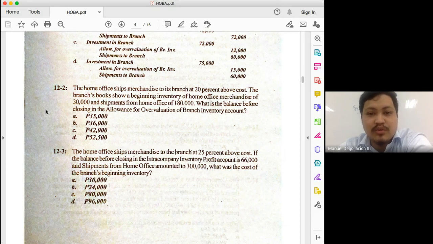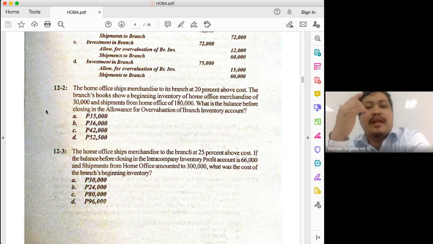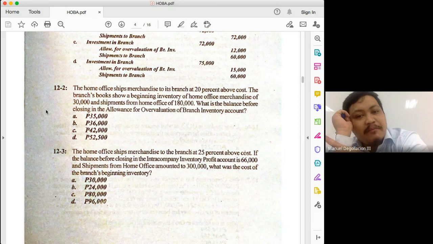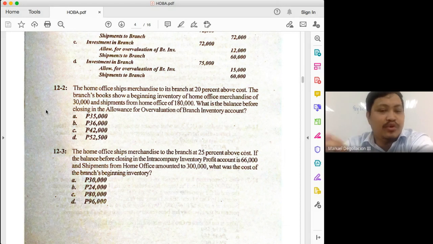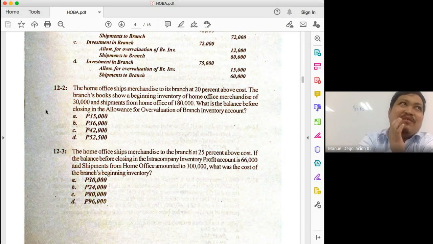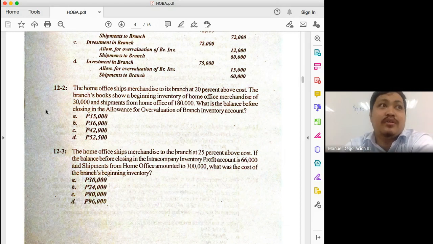How much then is your total goods available for sale? Remember that the markup rate is based on cost. So that means the 66,000 is 25% of the cost. How much then is the cost? Okay. First thing to do would be 66,000 divided by 25%. And that will give you how much, class? 264,000.